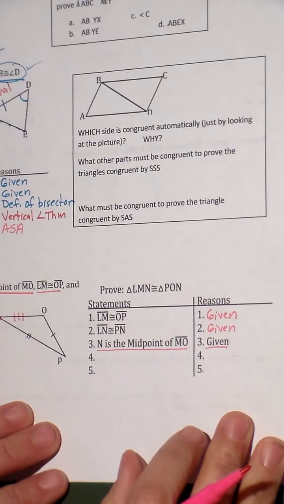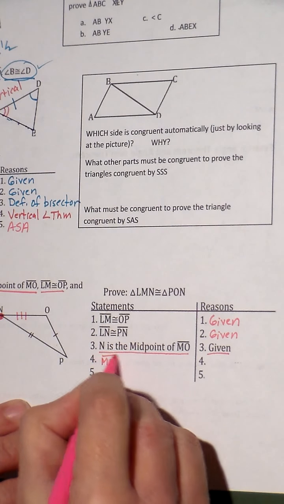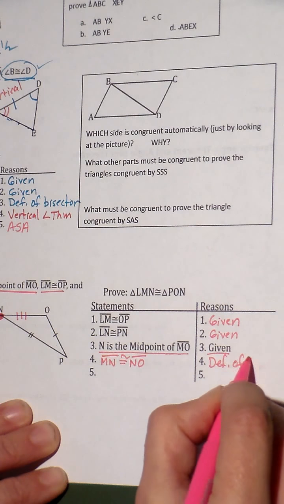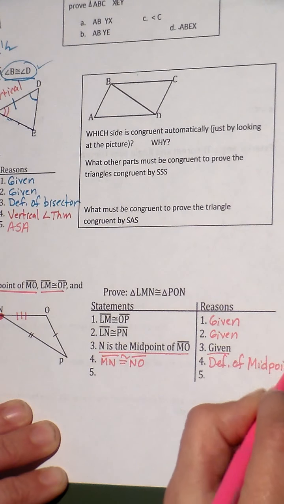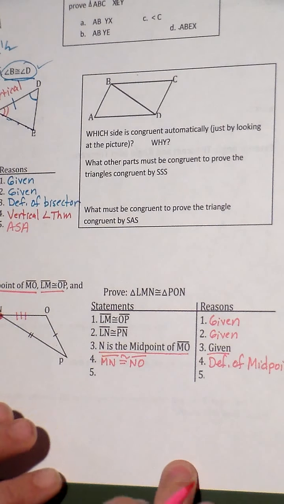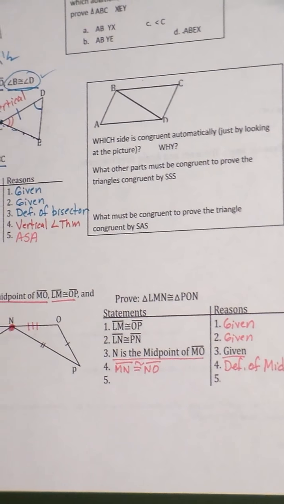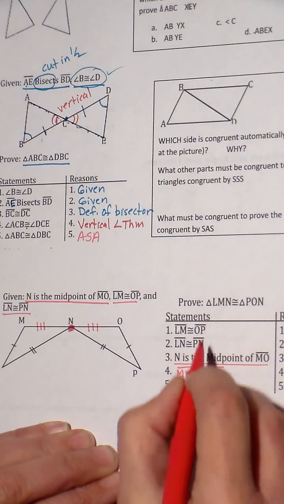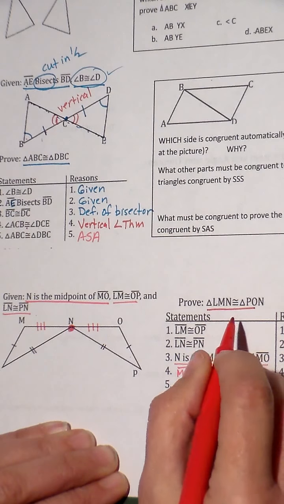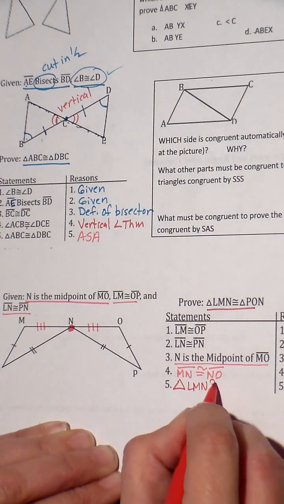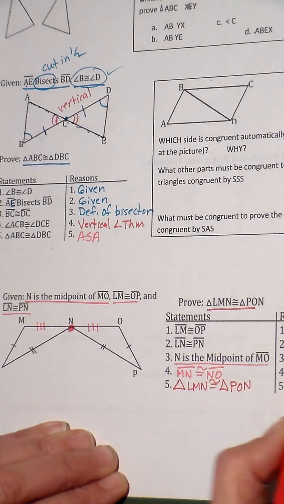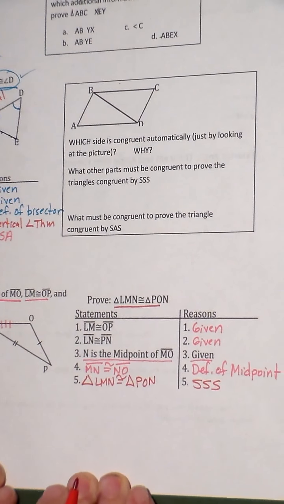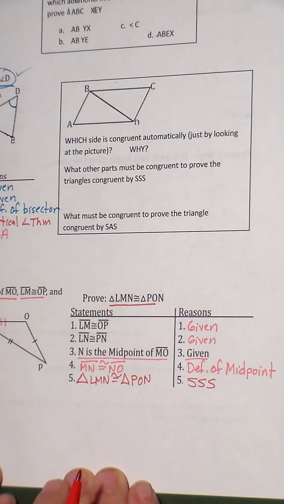So I'm going to come over to my proof here, and I'm going to say MN is congruent to NO. And how do I know that? That's the definition of midpoint. The midpoint told me that. So now I can go ahead and finish this. It tells you the prove here. You're going to prove triangle LMN is congruent to triangle PON. And again, we just established that that's side, side, side, and you're done with that proof. So that's how you would prove it.